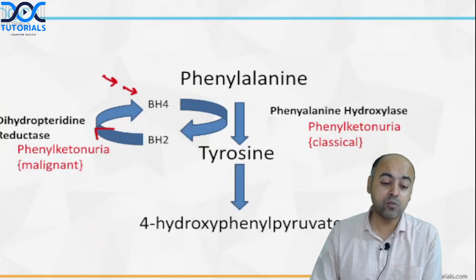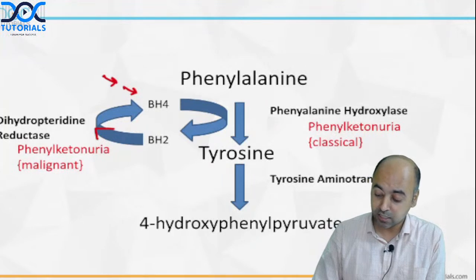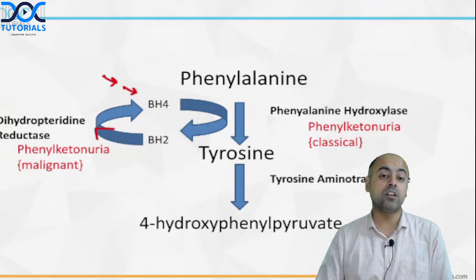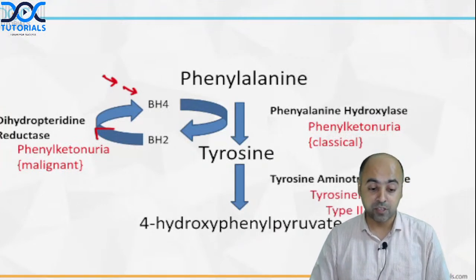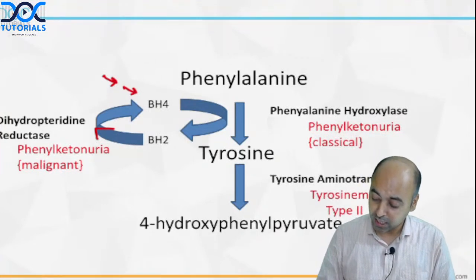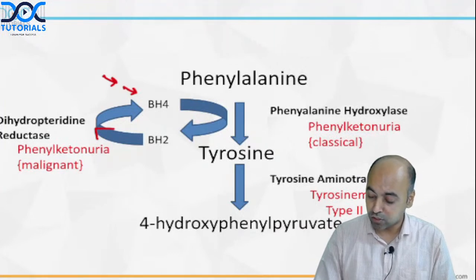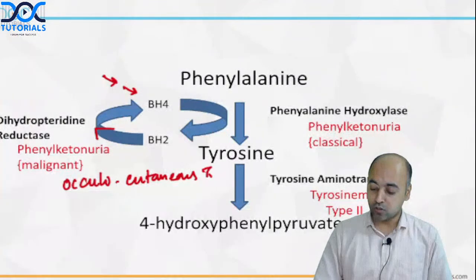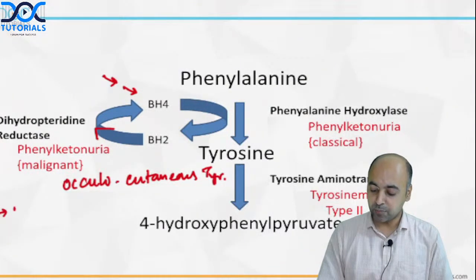Tyrosine is then converted to hydroxyphenylpyruvate, and the enzyme required here is tyrosine aminotransferase. Deficiency causes tyrosinemia type 2, also known as oculocutaneous tyrosinemia because of the presentation. In the past, it has also been known as Richner-Hanhart syndrome.